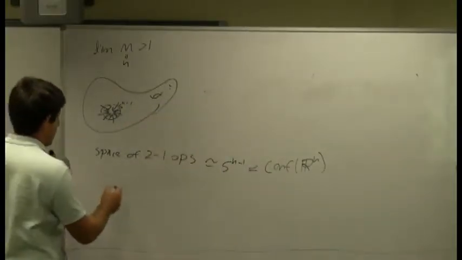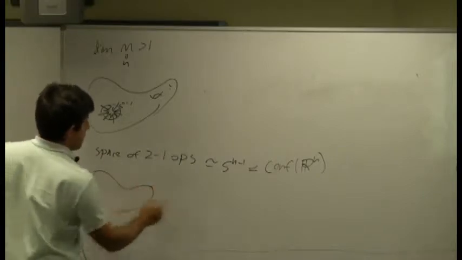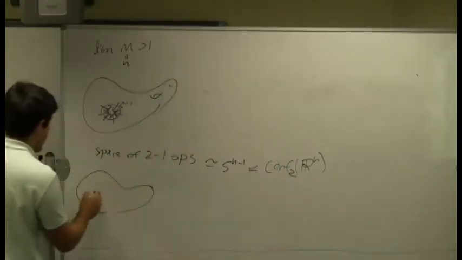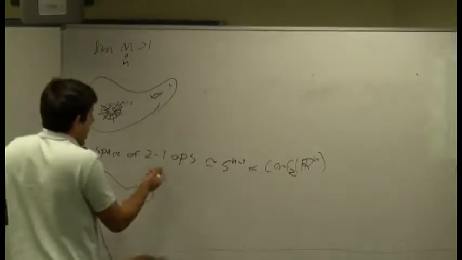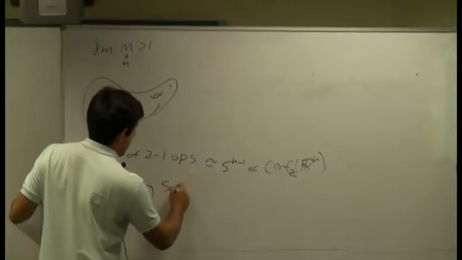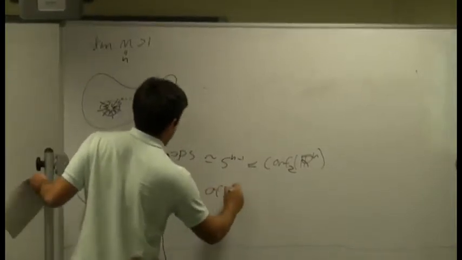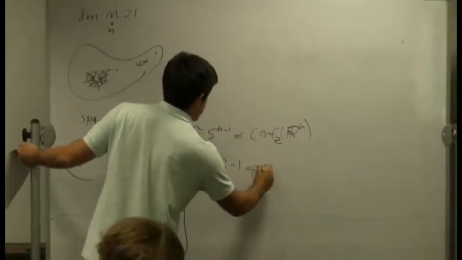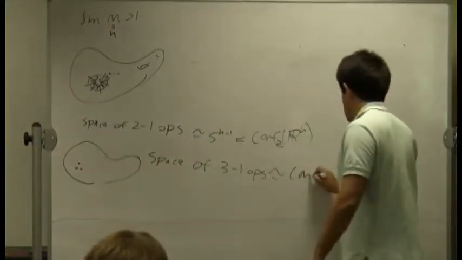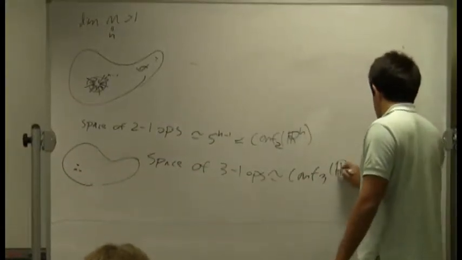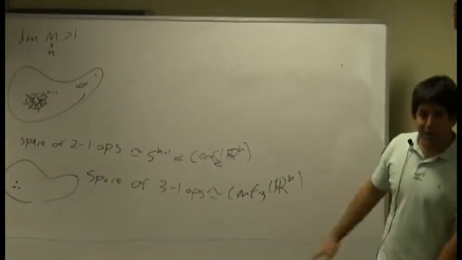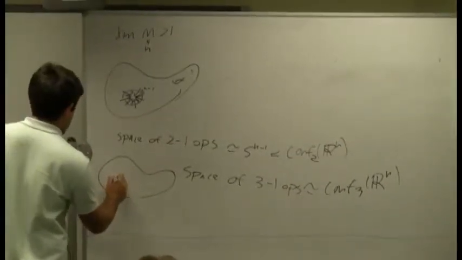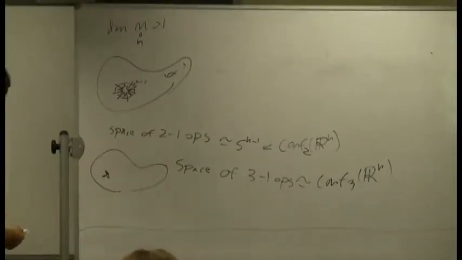Conf 2, yeah. But what's going to happen when 3 points collide? Well, we want an algebraic structure such that the space of 3-to-1 operations is homotopy equivalent to Conf 3 of R^n. Here I knew another name for it, but here I don't know another name for this homotopy type. Because you might have 3 points moving around and colliding, and you want, yeah.